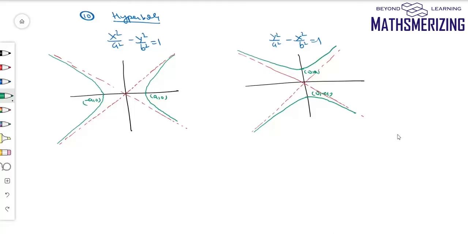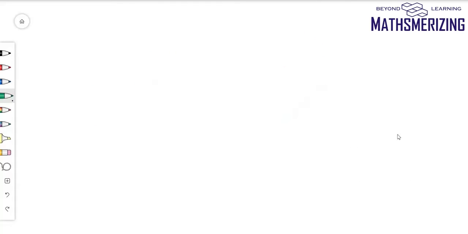Now in hyperbolas, there are two more graphs, and these two graphs are graphs of rectangular hyperbolas: xy equals c square and xy equals minus c square. Now in the first case, the product of two variables is positive. So that means it will either lie in the first quadrant or it will lie in the third quadrant. So it's a hyperbola whose asymptotes are coordinate axes.